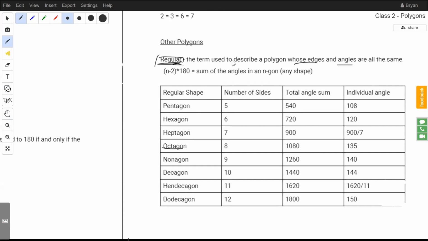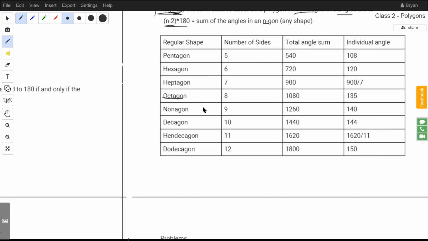And also the sum of the angles in any shape with n sides is going to be n minus 2 times 180. And you can show this by dissecting the shape into lots of triangles and adding the angles together, which is why we have n minus 2.